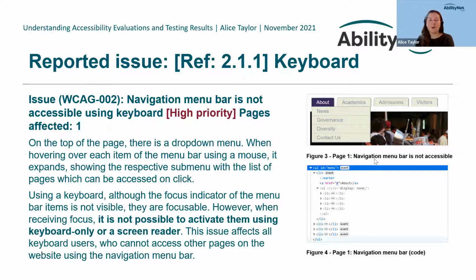So here we've described what the issue is, and we've also detailed what the impact is on the user. It's made clear that it's affecting keyboard only and screen reader users. It is important to test keyboard with and without a screen reader because you may get different results. We also have some screenshots, which can show where exactly it is on the page and also show the affected code, which can be really helpful when you come to recheck that issue to see if it's fixed.